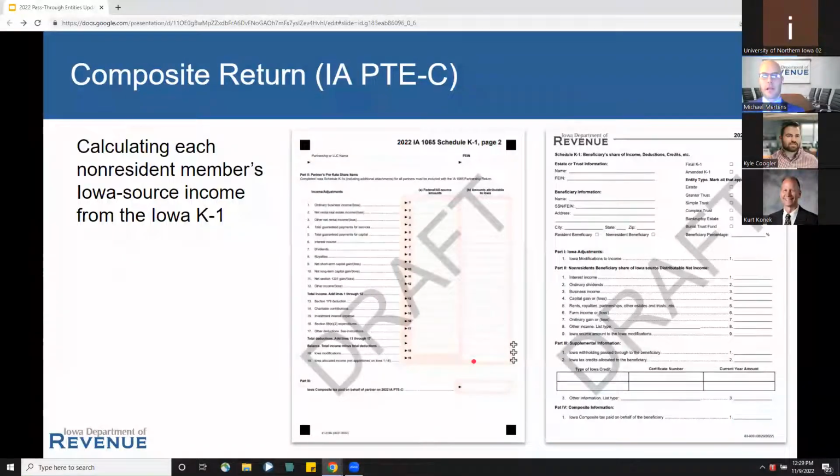The same calculation essentially applies to the S Corp K1, so I didn't list that here. Similarly, if you have a non-resident beneficiary of an estate or trust, the Iowa source income calculation is essentially just going to be the addition of part 2, lines 1 through 9 on the Iowa K1, which is in essence the Iowa source distributable net income attributable to that non-resident member. So you add those 9 lines up, and that is your Iowa source income for those non-resident beneficiaries.